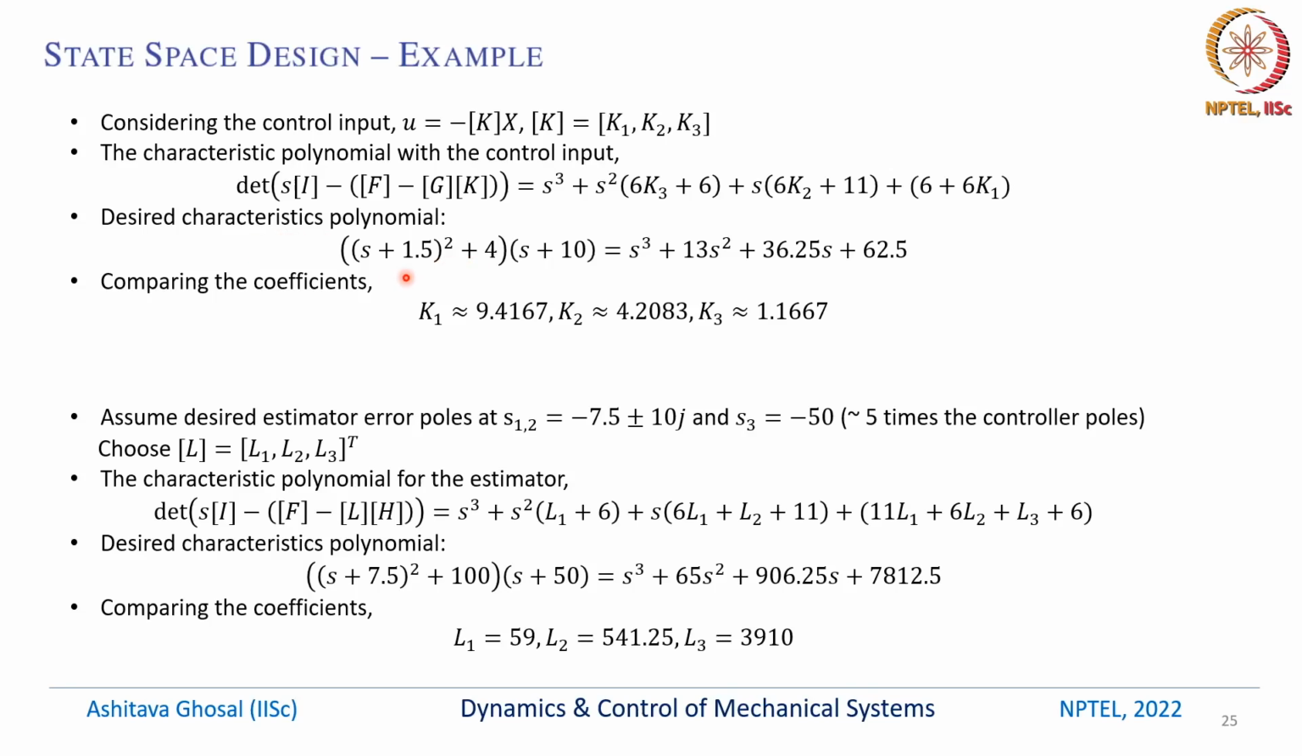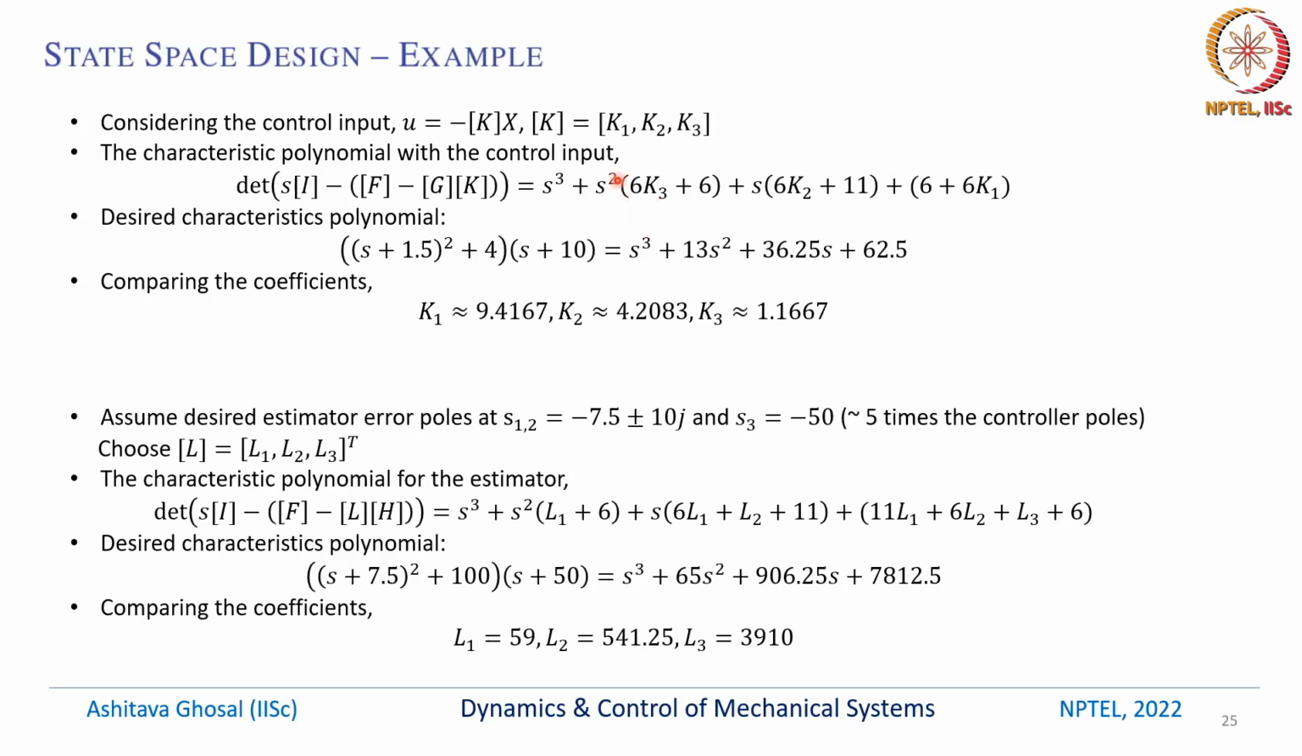Let's look at the desired characteristic polynomial. Remember, we have chosen two dominant second order poles at -1.5 ± 2j. So this will be (s + 1.5)² + 4, times (s + 10), since the third pole is at -10. If you expand this, you will get s³ + 13s² + 36.25s + 62.5.